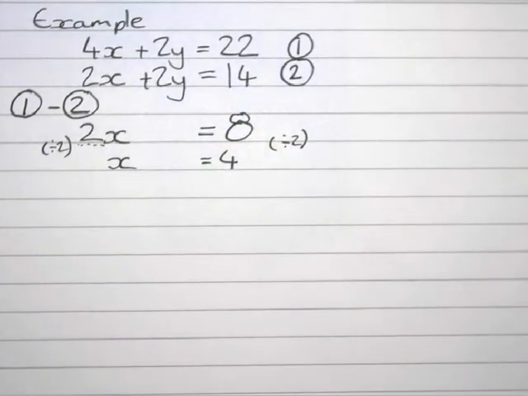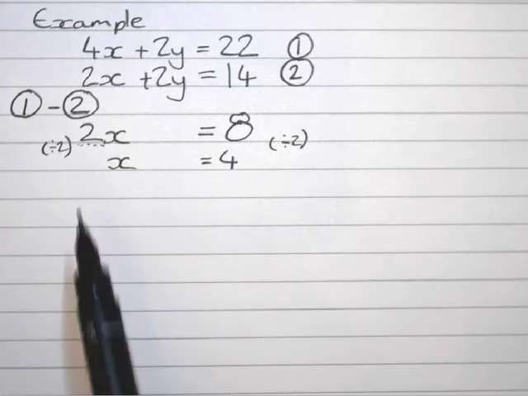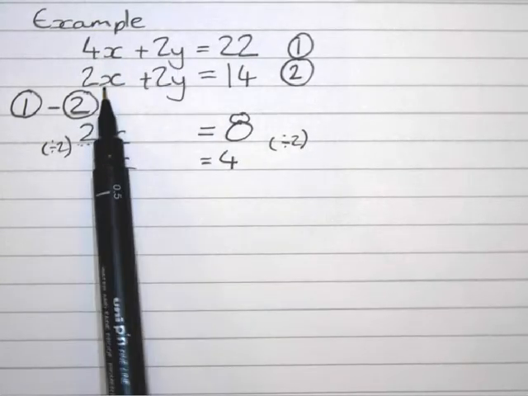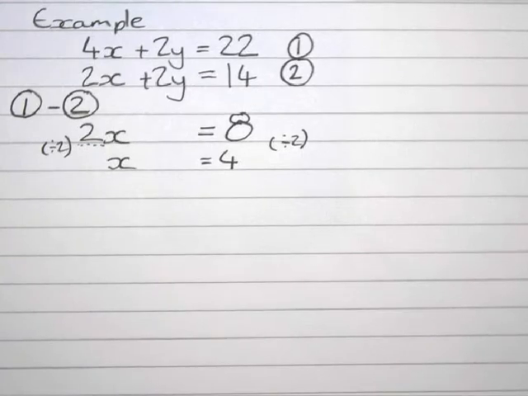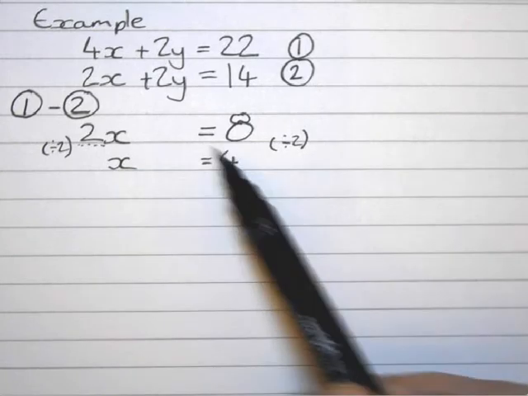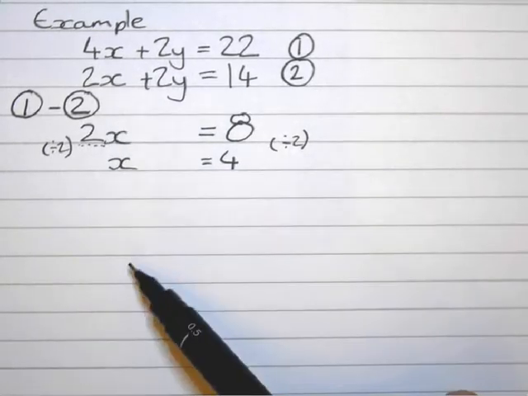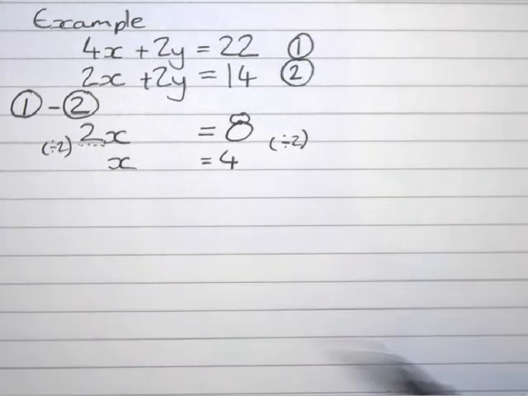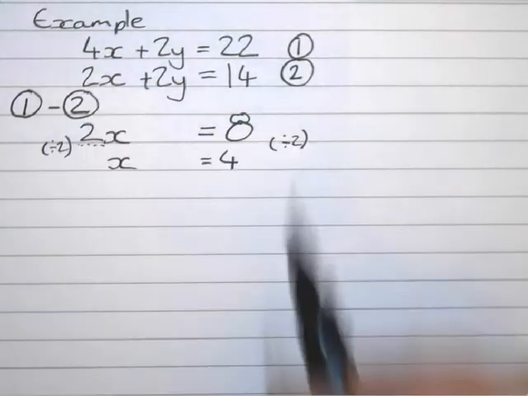Now that's found the value of x, but both of our equations had two unknown values, an x and a y, in there as well. So having found x, we now need to try and find y. So the easiest way to do that is to substitute this value back into one of the equations. Which one doesn't matter, so I'm going to go with number 1.